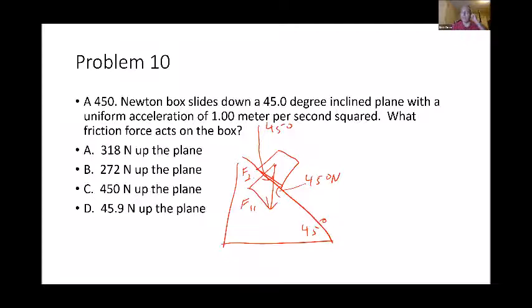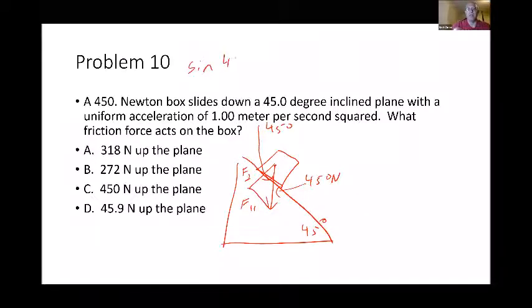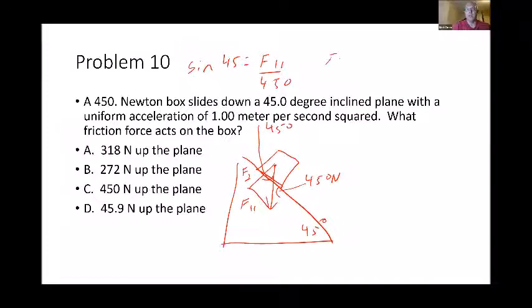So let's solve for F parallel to begin with. I'm going to use sine to find F parallel. Sine 45 equals F parallel over the hypotenuse, which is the weight, 450. That means F parallel equals sine 45 times 450. So I'm going to go ahead and do the math on that. The sine of 45 times 450 comes out to be 318.2.